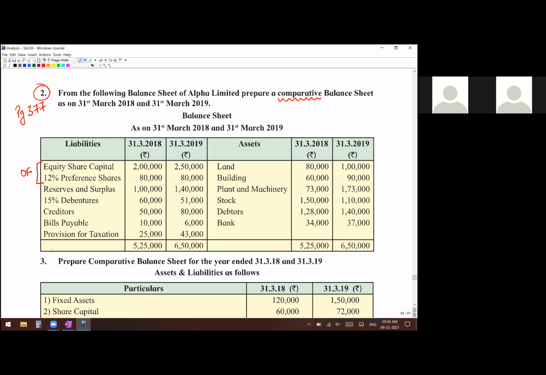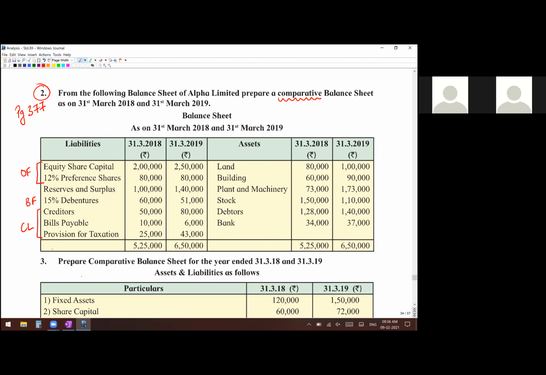15% debentures. Now debentures is a borrowing, remember, so it will come under the head borrowed funds. 15% debentures, it's like a loan. And then you have creditors, bills payable, and provision for taxation. All are current liabilities. All of these last three items will come under the head current liabilities. So this time, they have given you a detailed balance sheet. We will put it under the appropriate head first, and then of course the comparison will be done later.